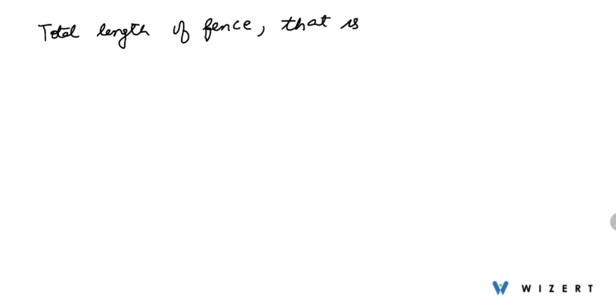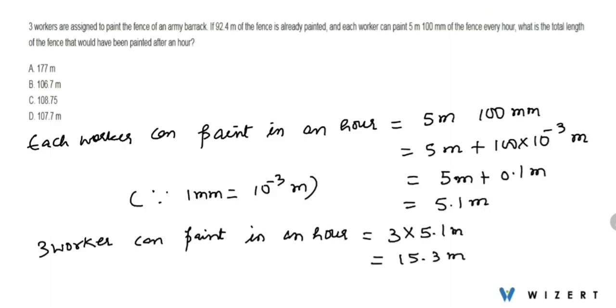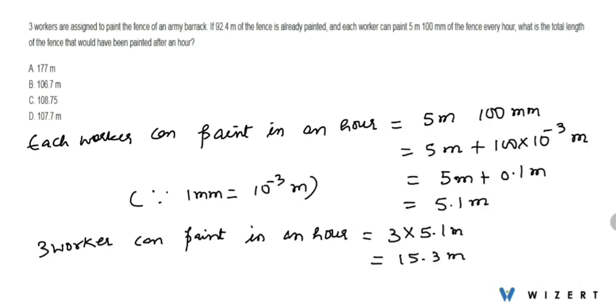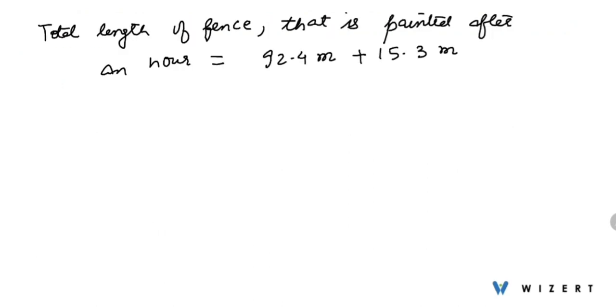Now we have to find the total length of fence that is painted after an hour. It is given in the question that 92.4 meter is already painted, and 15.3 meter is the amount which is painted by these 3 workers in an hour. So finally this addition will give the total length of the fence that is painted after an hour. If we add this, we will get 107.7 meter.